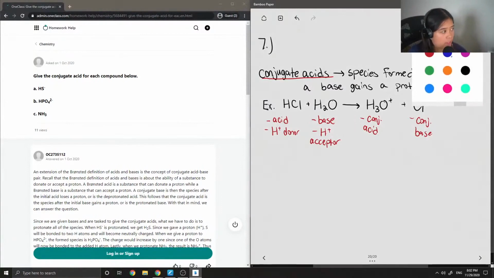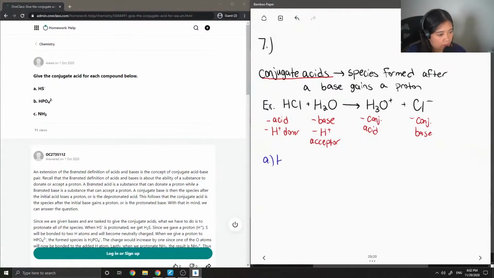Okay, so now let's answer the question. So starting with compound A. So let's say this is our base. If it were to gain a proton, it becomes hydrogen sulfide. Okay, so that's the answer for A.